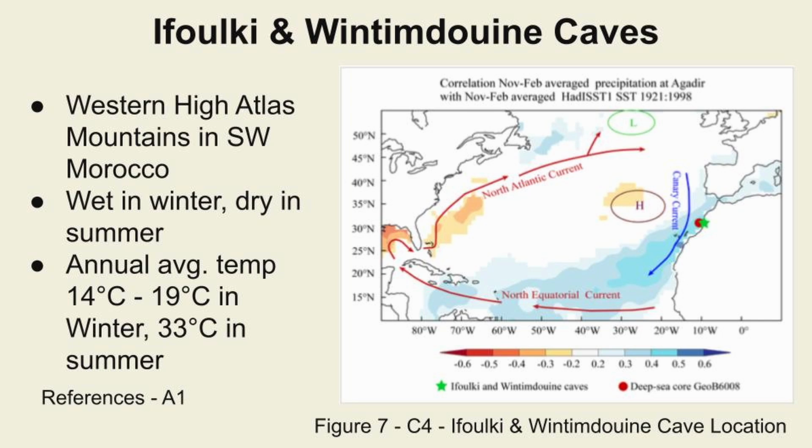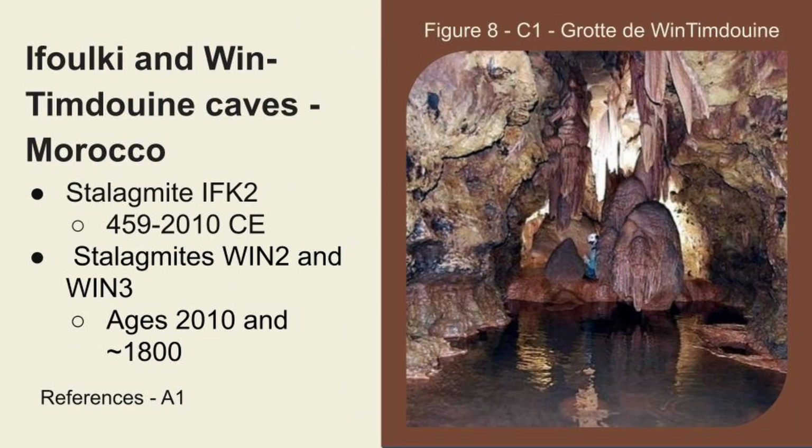Various ocean currents are depicted on the image shown because the rainfall in this region is correlated to sea surface temperatures. The stalagmites studied in the Ifolki and Win Timdouin caves in Morocco are called IFK2, which is dated to have formed between 459 and 2010 CE, and stalagmites Win 2 and Win 3 represent an age range of around 2010 and 1800 years old.